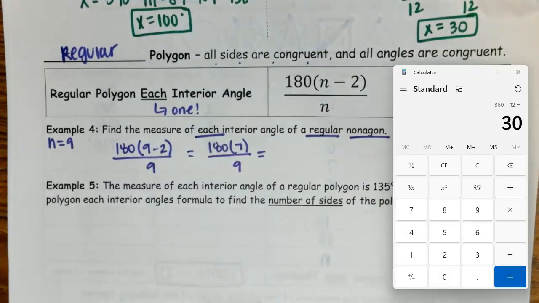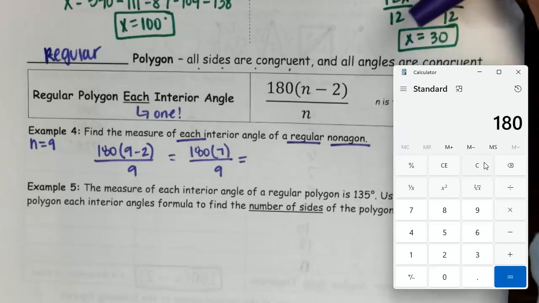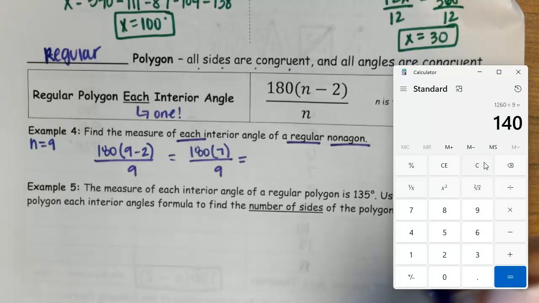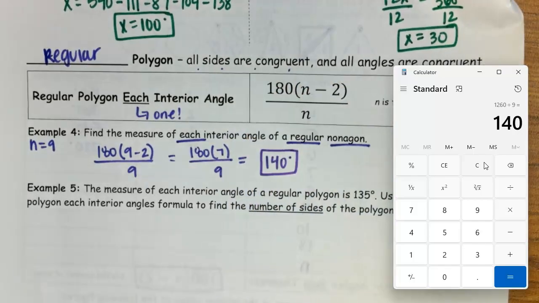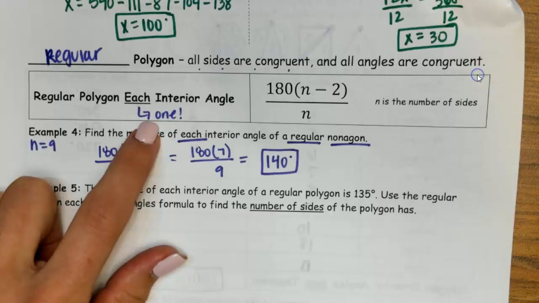Okay, so let's clear this out. 180 times 7, 1260 divided by 9. So each interior angle is 140 degrees, right? Because we're only finding the measure of just one of them, not the entire sum.